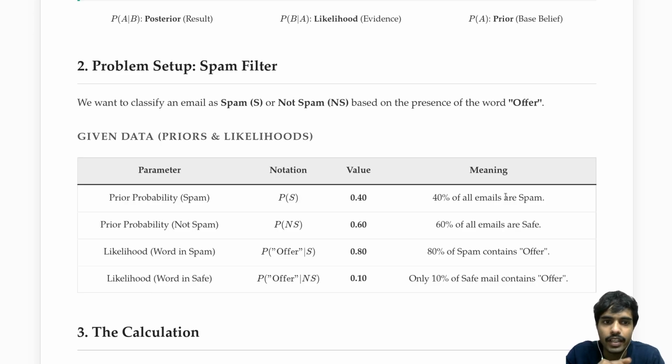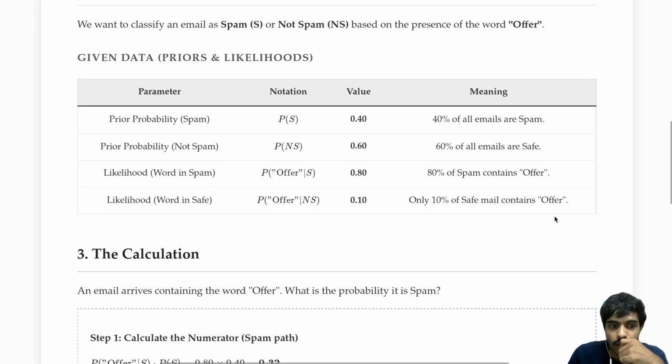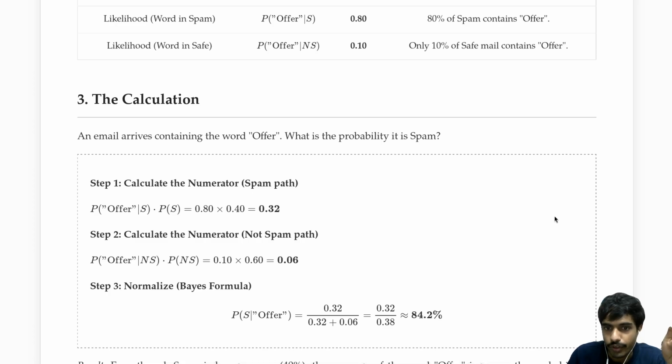So here is our given data, the priors. Without reading the email, we know 40% of the emails are spam, right? So we got a spam probability of 0.4. That is our starting guess. The likelihood: we know that if the email is spam, there is an 80% chance it contains the word offer. But if an email is safe, there is only a 10% chance it contains offer, right? So this was the setup, and now we see the calculations of it, right?